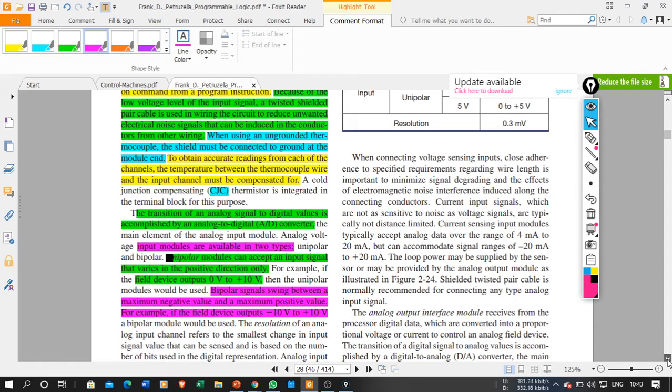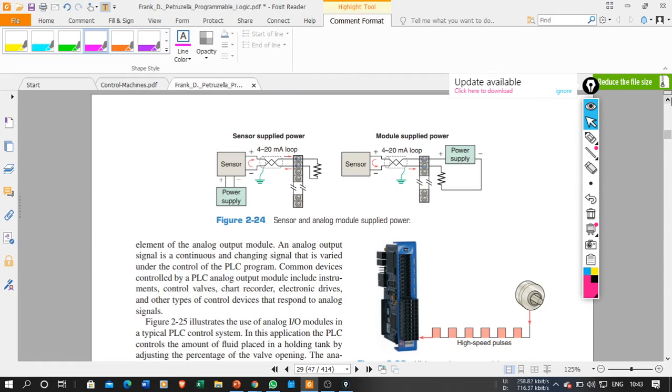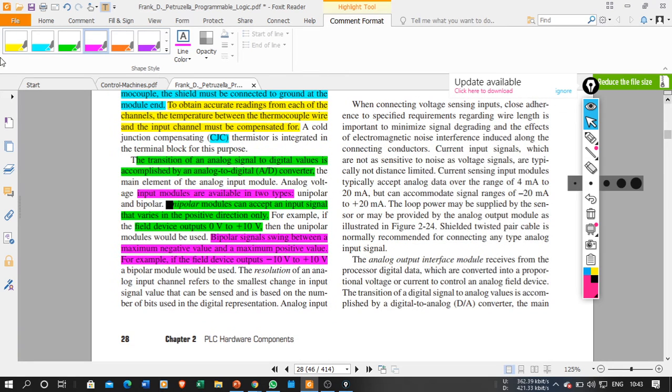The resolution, this is the second definition which is commonly asked in interviews also. So the resolution over here, what is meant by resolution? The resolution of the analog input channel refers to the smallest change in the input signal value that can be sensed and is based on the number of bits used in the digital representation. So this is the resolution. Resolution of an analog input channel refers to what? It refers to the smallest change in the input signal that can be sensed. Okay, कमीत कमी किती व्हॅल्यू सेन्स केले जाईल त्याची. Okay, so it is the smallest change.